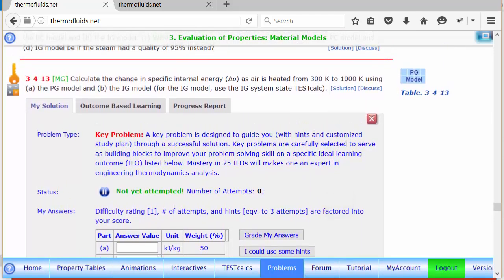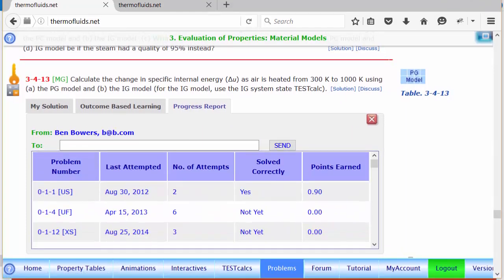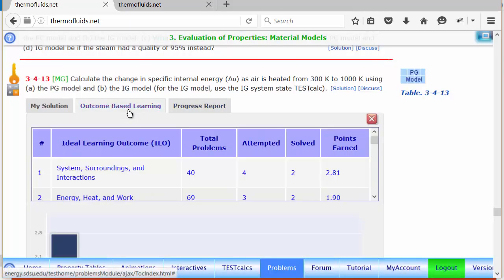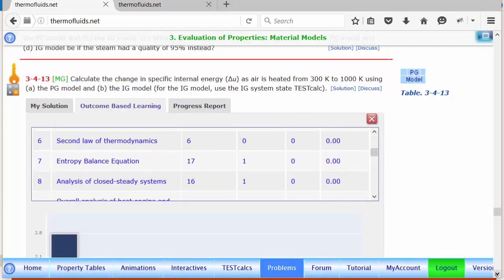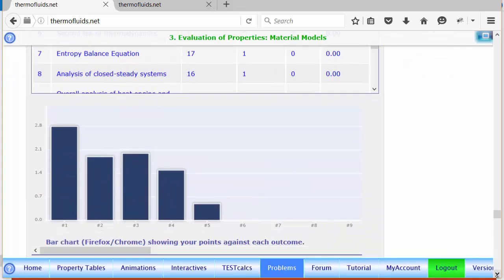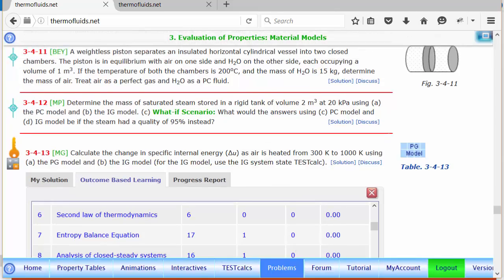And there are many other features, like you can go to the progress report and see how many problems you have solved so far, and what your condition is now, or outcome-based learning, like which problem helps you learn what objective of thermodynamics. These are called learning outcomes, and these are numbered here. So each problem you solve will add to your bar chart, and you want to make sure that you have all these outcomes covered if you want to be a really good analyst in thermodynamics.